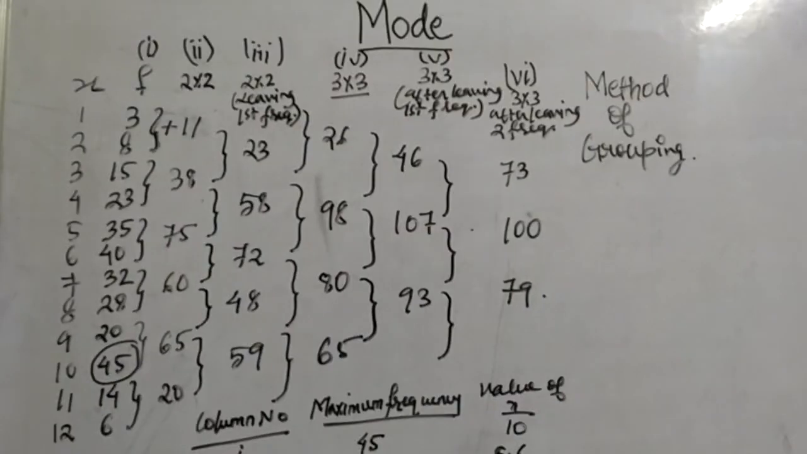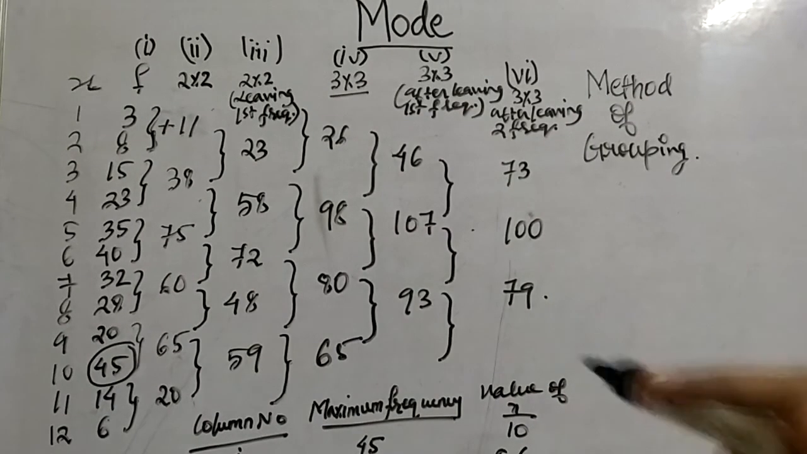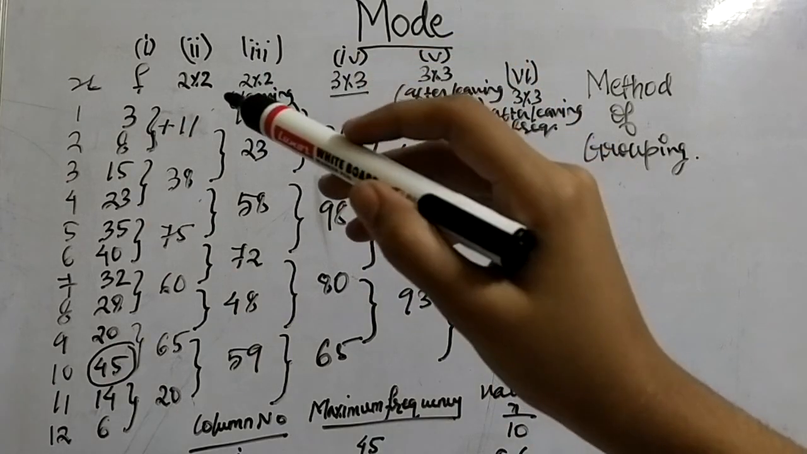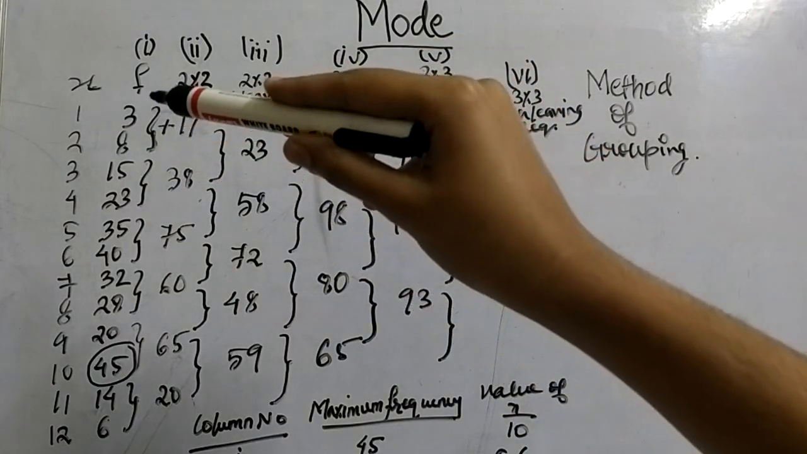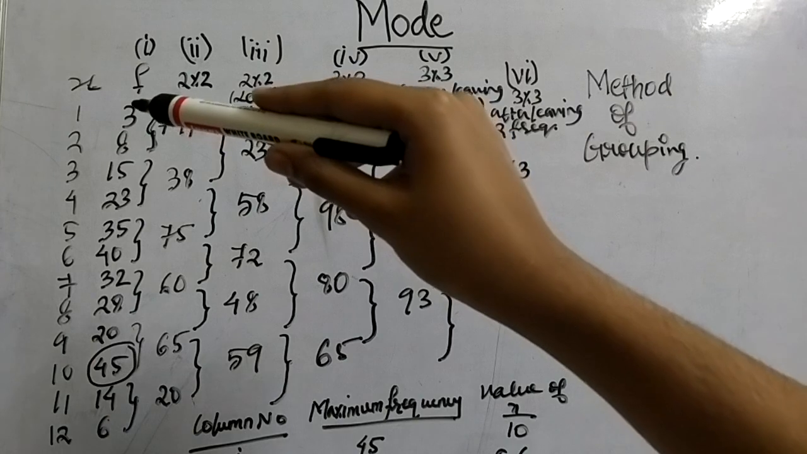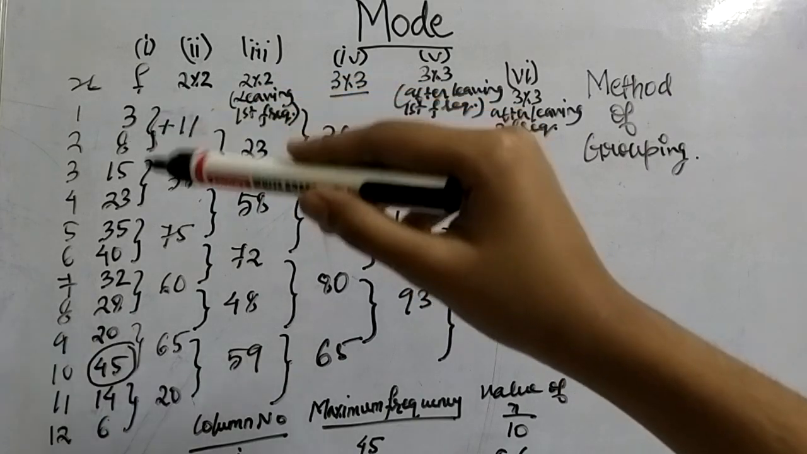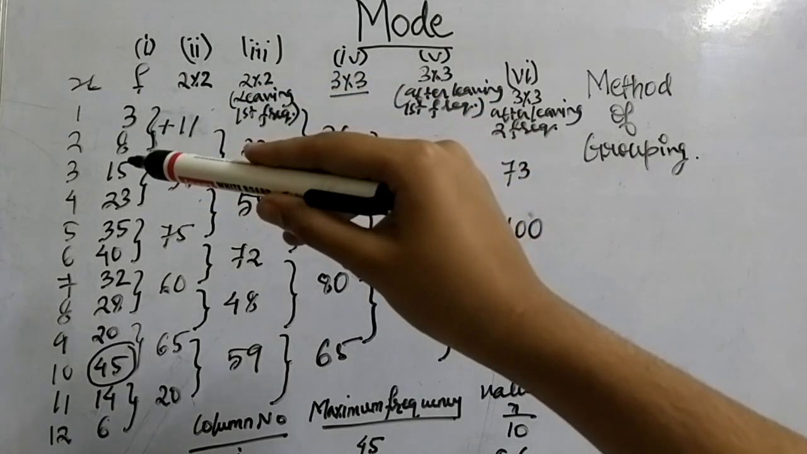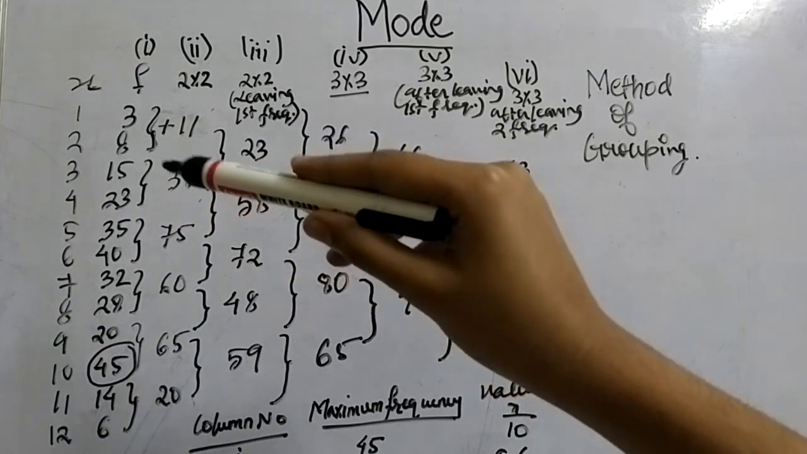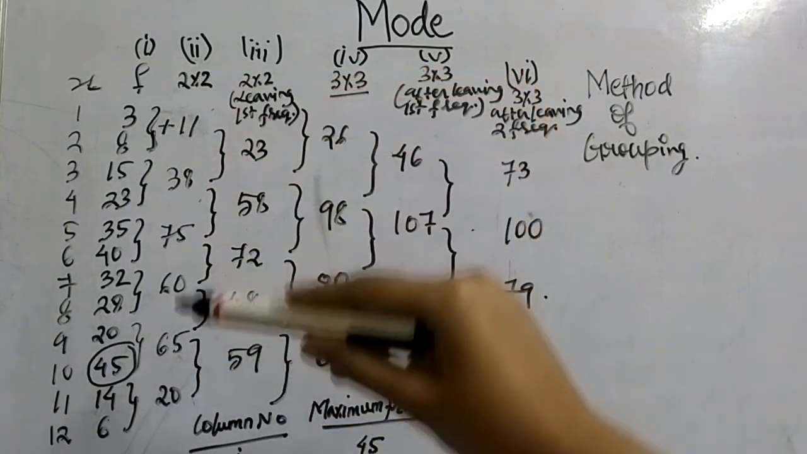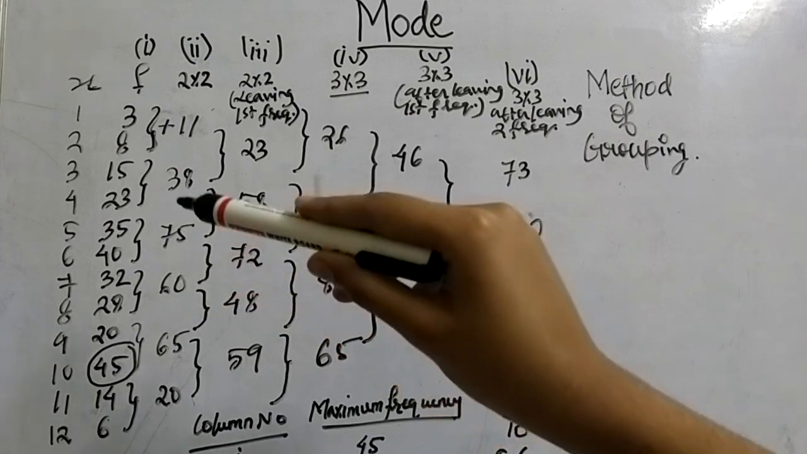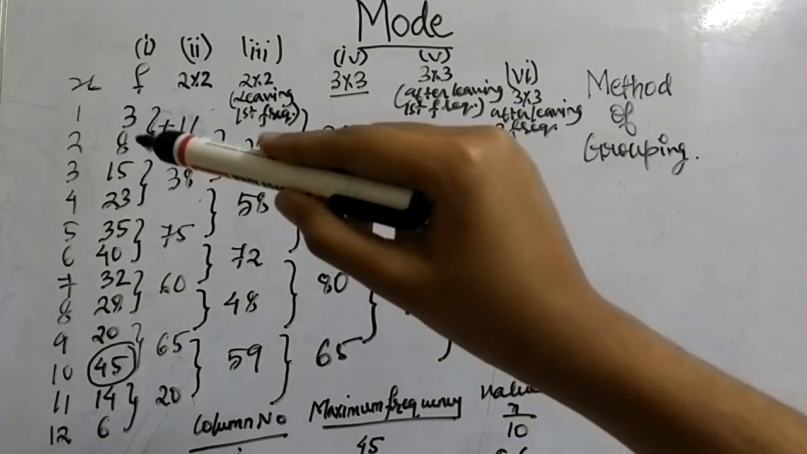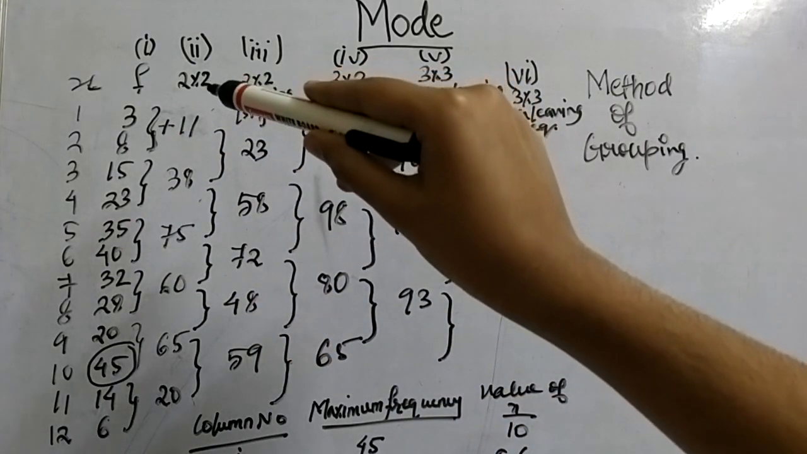Okay, now what you have to do is, in the second column, what I have done is first I have added the frequency for 1 and 2, correct, which is 11. Then 15 plus 23, 38, and so on. In this column, what I have done is I have added the frequency for the 2 classes. That's why I have written 2 cross 2.